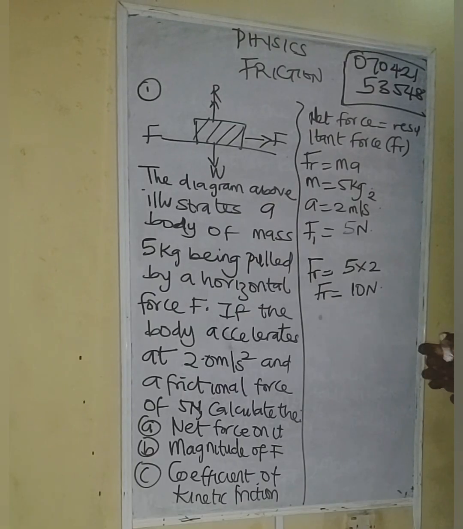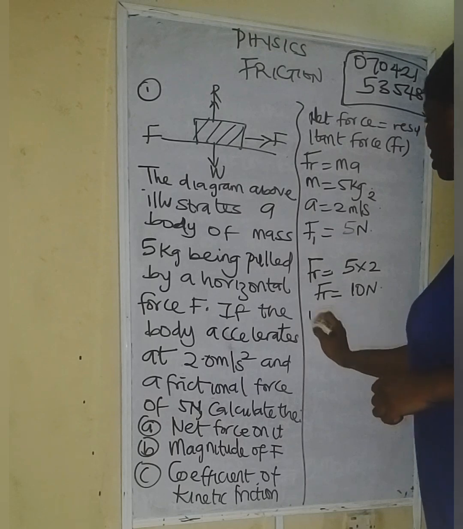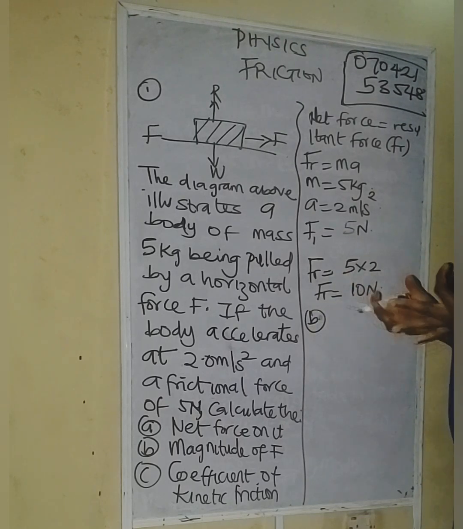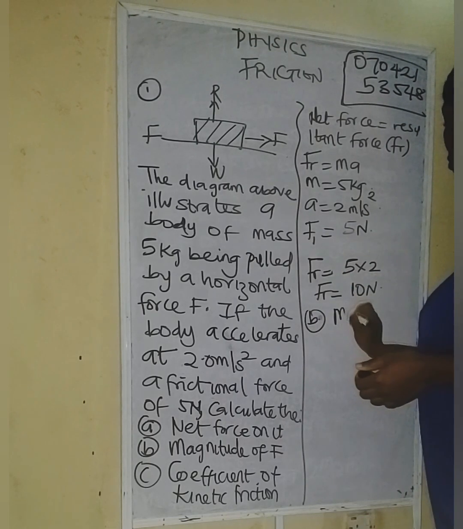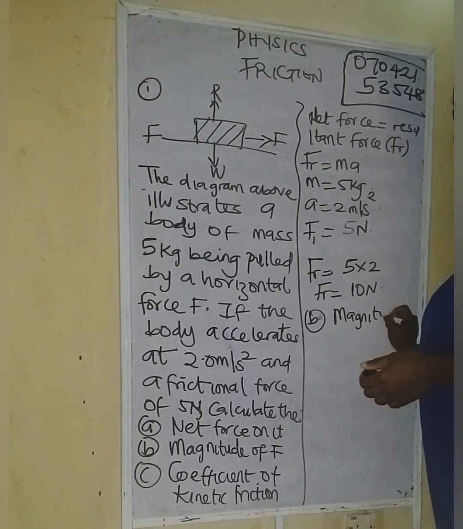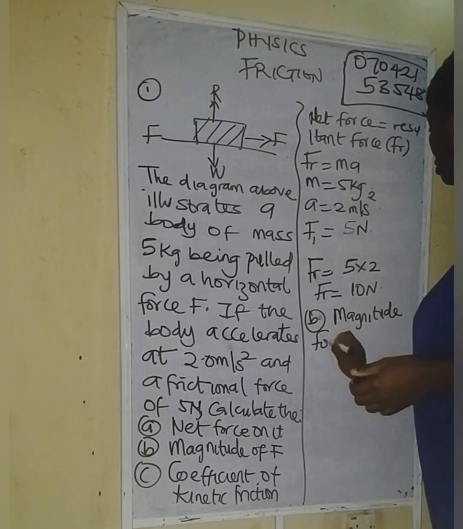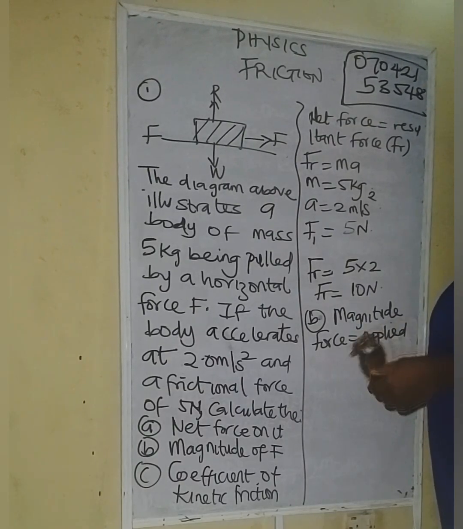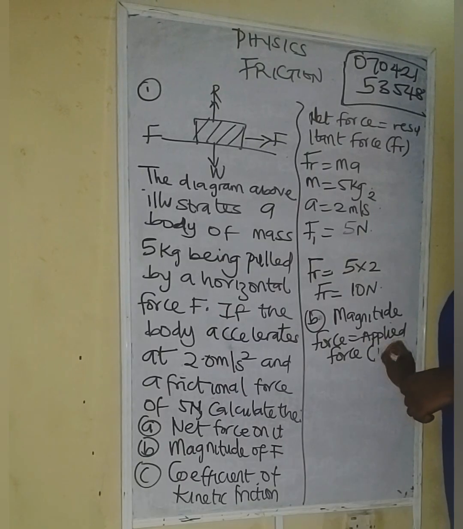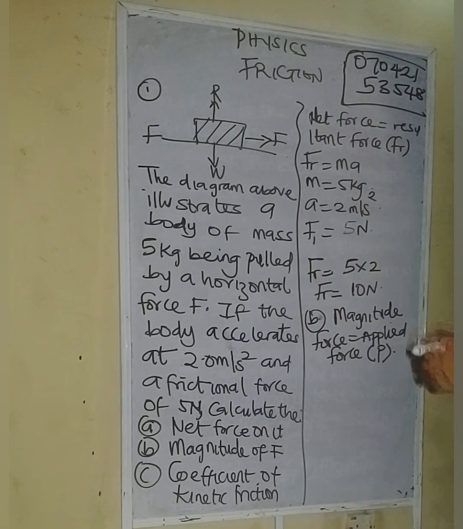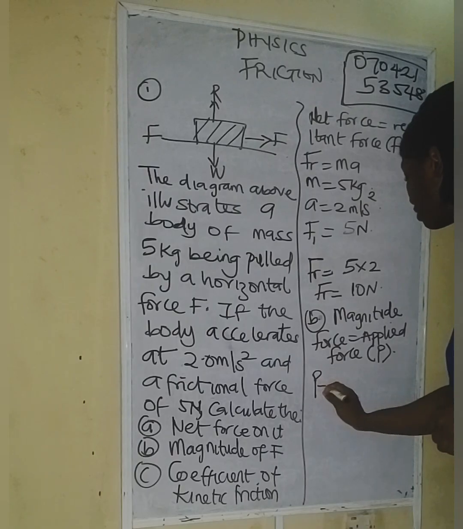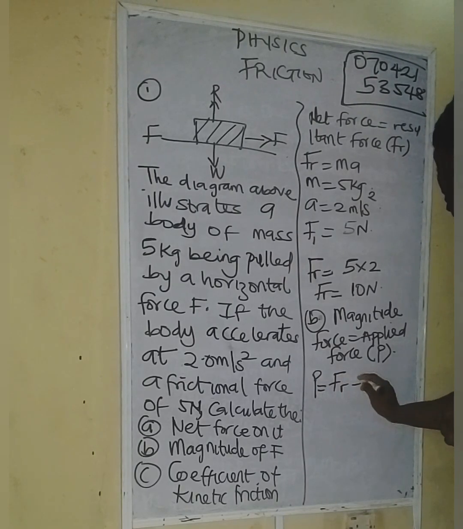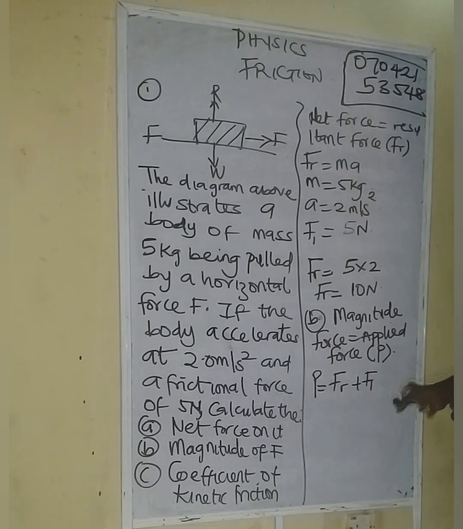Remember, the unit is Newton. Okay, get that now. So the magnitude of F now. When you talk about magnitude, it is also called applied force. Alright, so applied force is denoted by P, okay? So now the formula for that is P equals the resultant force plus the frictional force. P is the applied force, so it's also known as the magnitude force.